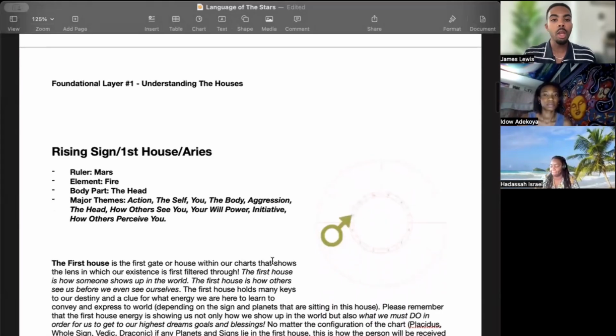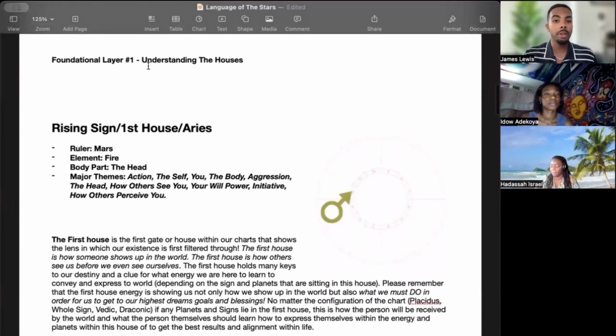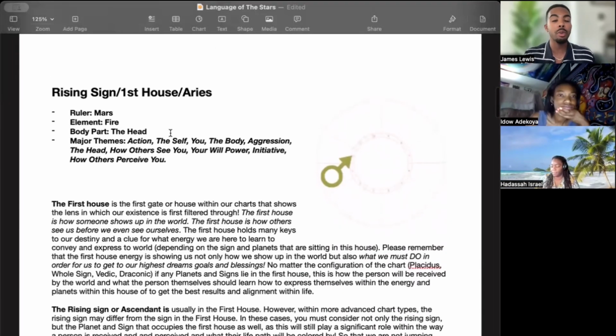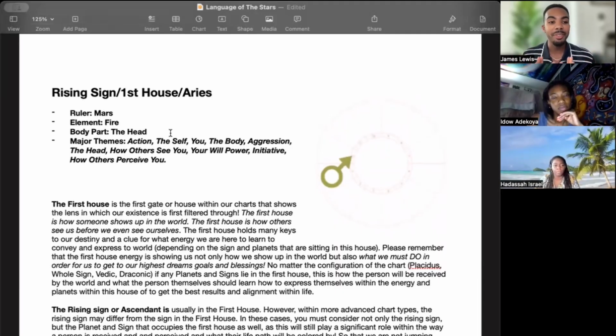Yeah. Okay, so foundational layer number 1, understanding the houses. Now, this is the rising sign. This is the first house. This is also ruled by Aries. Whenever we talk about the first house, these are the 3 things that should jump right into your mind, okay? Whenever we talk about the rising sign, I always want you to think about the first house. When you think of the first house, I always want you to think about Aries. I also always want you to think about Mars, okay?